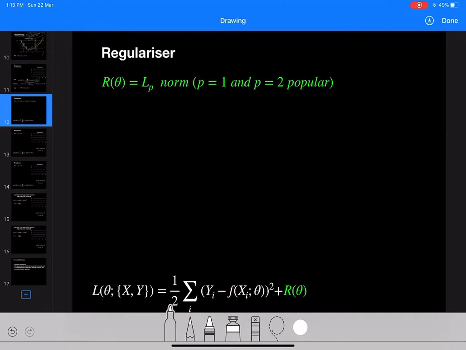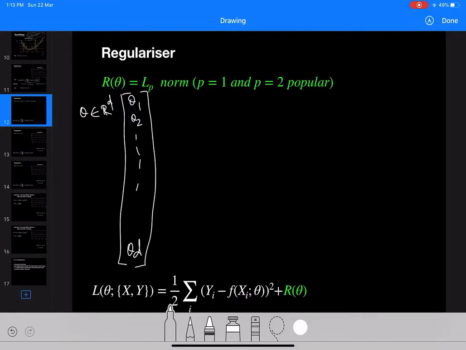In this video we'll discuss LP norms, and it is very popularly used with regularizers. So let's say you have a theta in a d-dimensional space, which could be something like this, right? You have a vector of theta 1, theta 2, up to theta d. So you have a d-dimensional vector theta, and you're trying to define a norm. So one example is L1 norm.